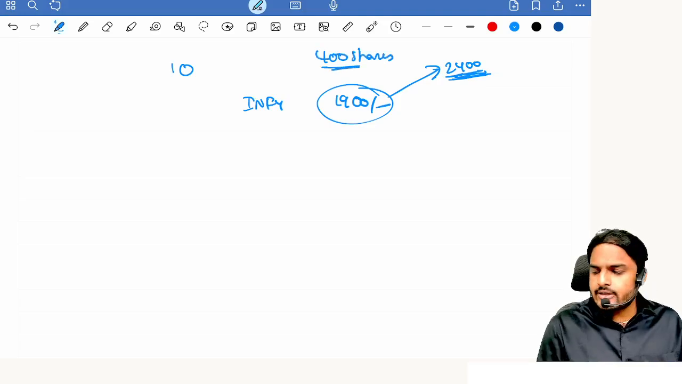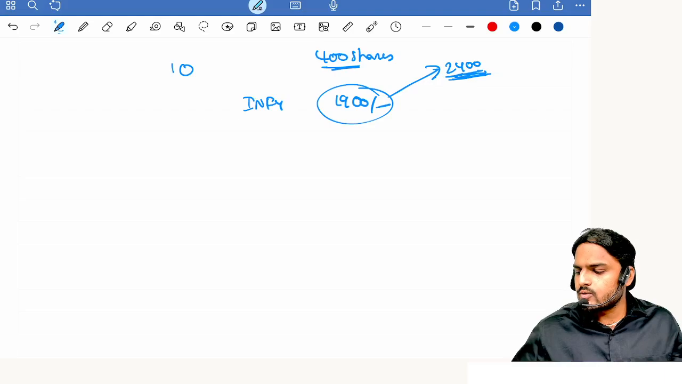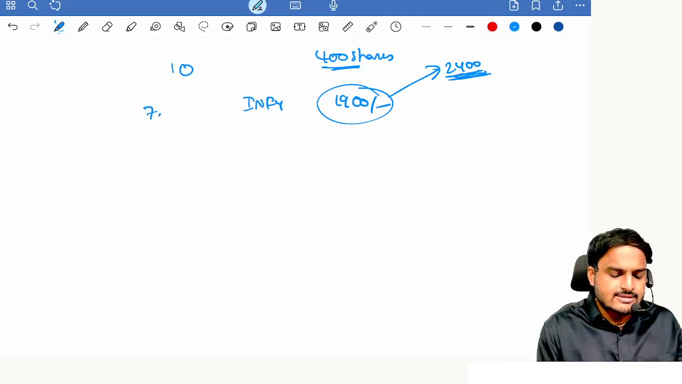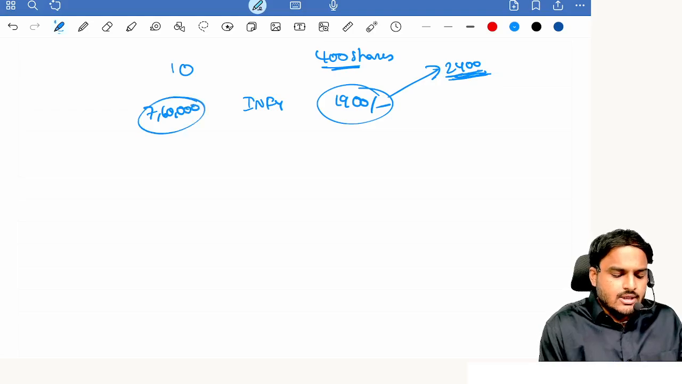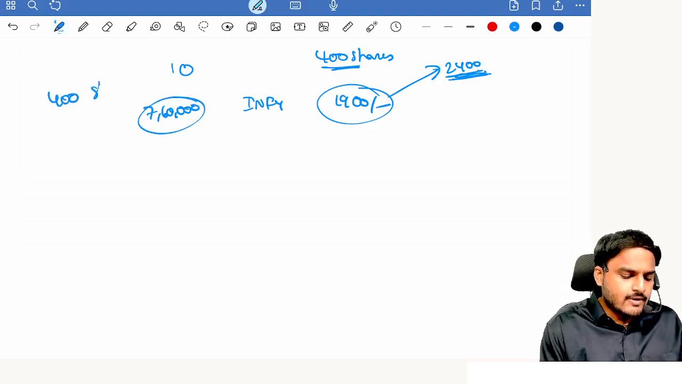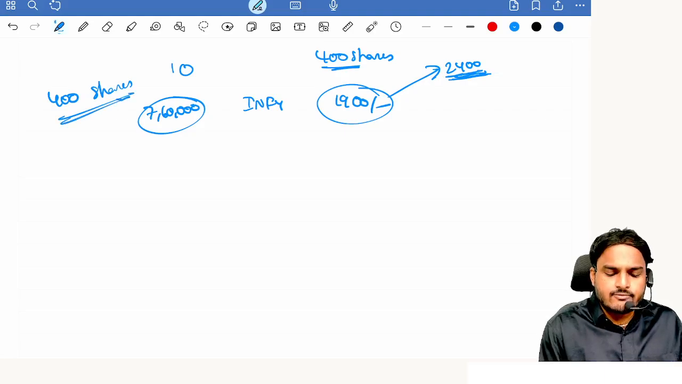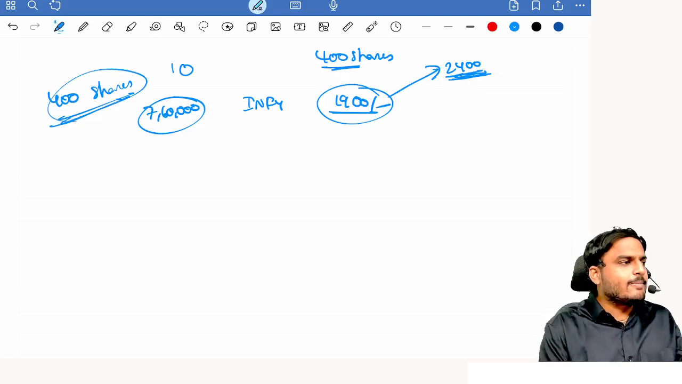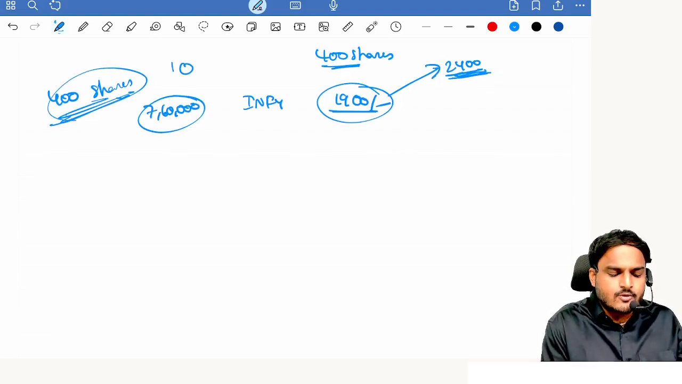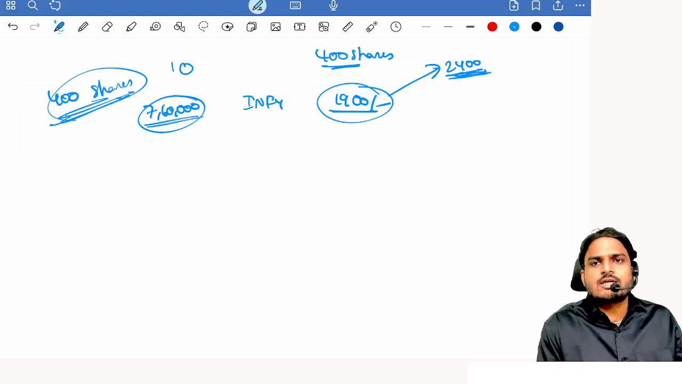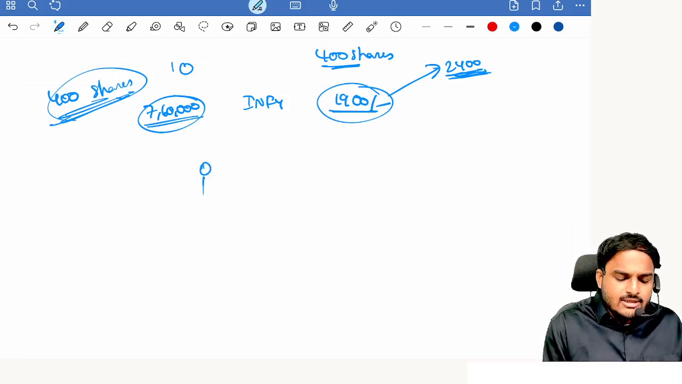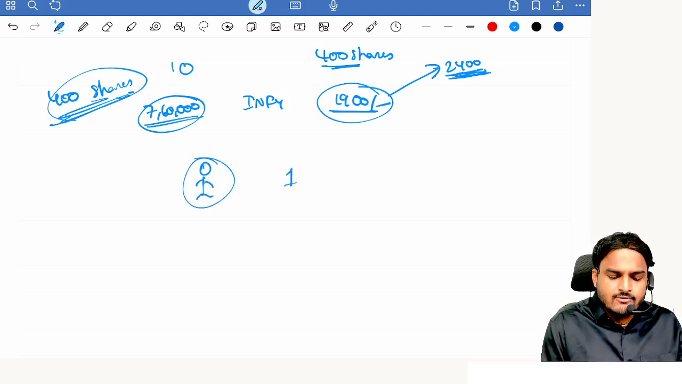I have less capital to make an investment of, for example, 400 shares. For purchase of 400 shares, how much do I need? 400 into 1900, it is 7,60,000. Observe me carefully, follow me carefully. I want to purchase 400 shares at 1900. But right now I don't have that much capital. Minimum 7,60,000 I should have. So right now I don't have those funds, but after 1 month I will get those funds.